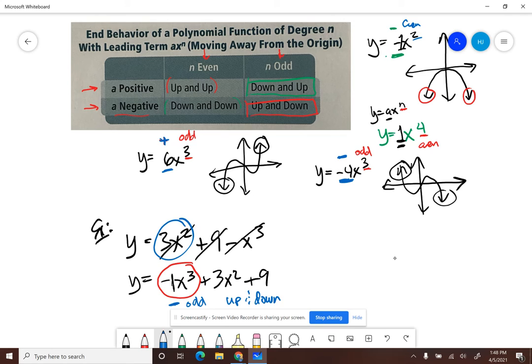You would just choose the answer. These are going to be multiple choice. So you're just going to choose the answer that would be up and down. Now, how could I check that to make sure that that is correct?